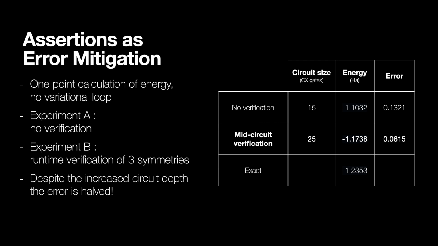So these assertions don't come for free. In total, we had to add an additional 10 2-qubit gates to the circuit and also 3 measurements. However, despite almost doubling the size of the circuit, the additive error in the energy calculation is almost halved in the version with symmetry verification. So we can see that this technique of symmetry verification has some merit.